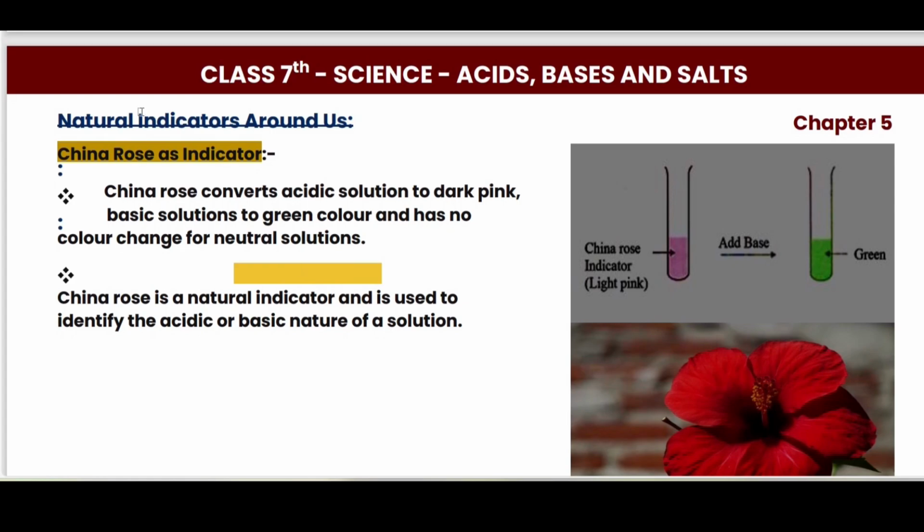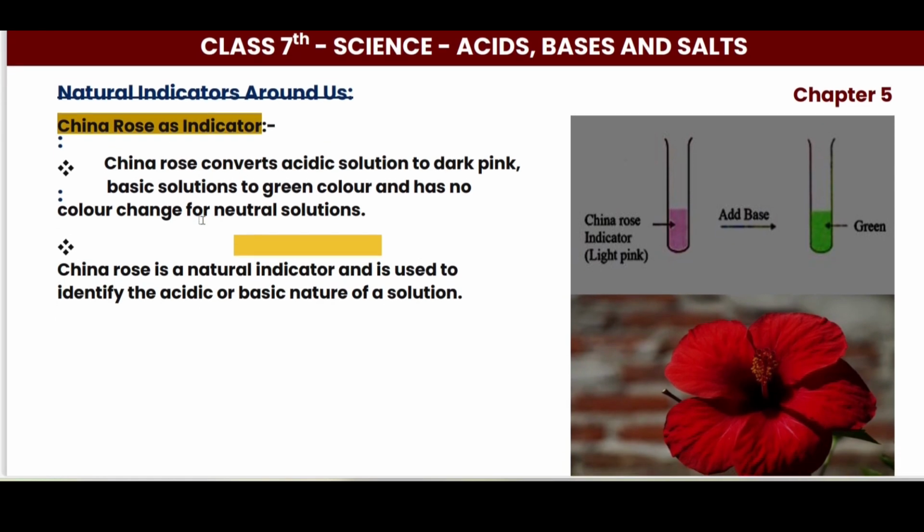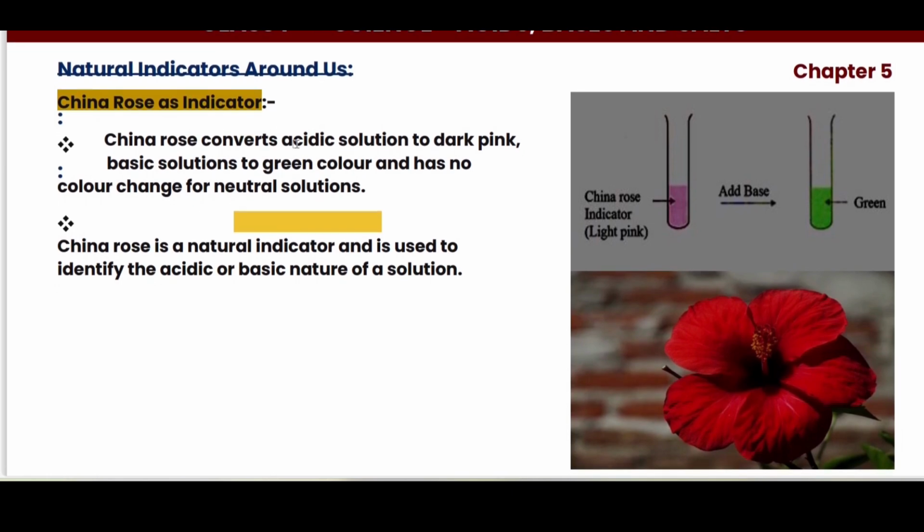Now here is another natural indicator around us, that is China rose. China rose converts an acidic solution to dark pink. When it is added to an acidic solution, it changes to dark pink, right? In a basic solution it changes to green color. Base changes it to green. And there is no color change for neutral solutions.